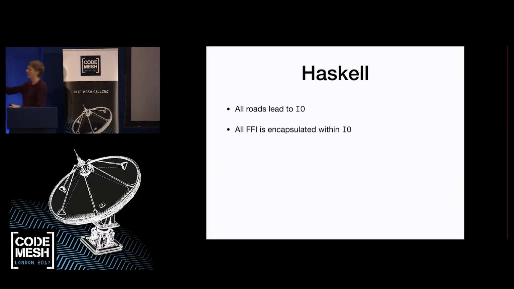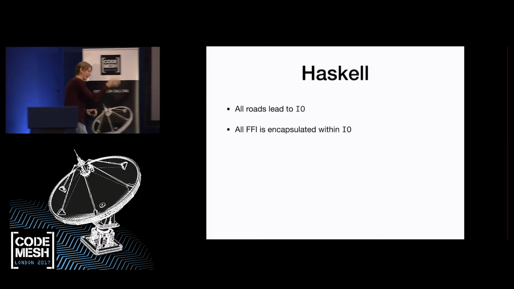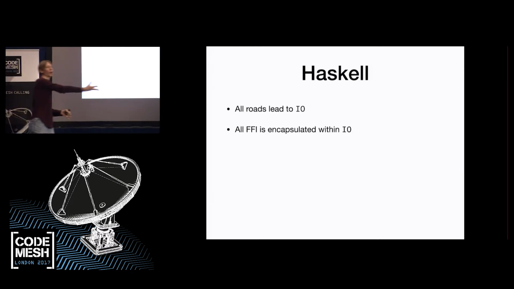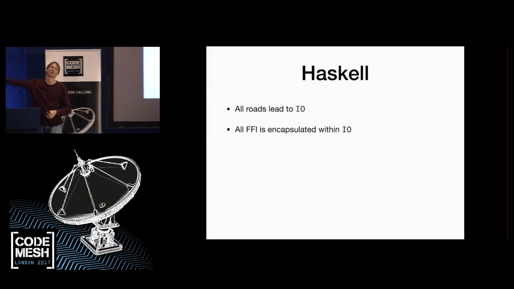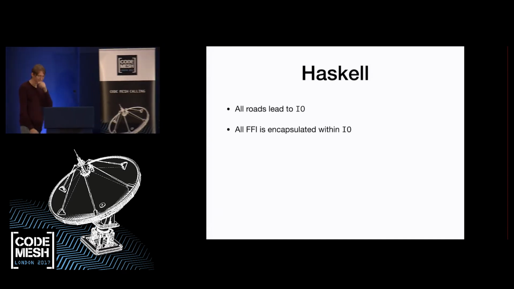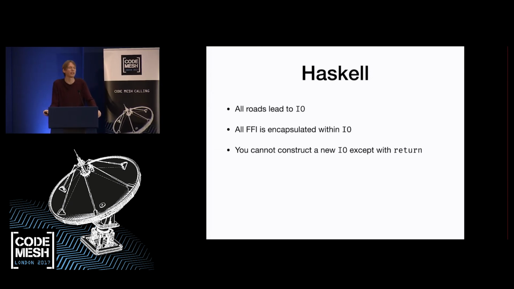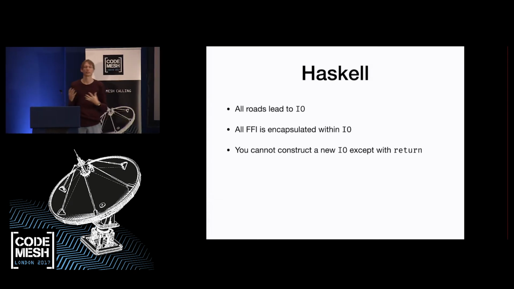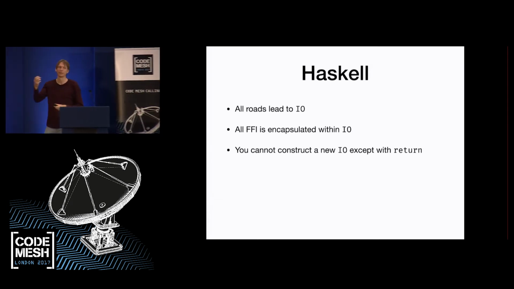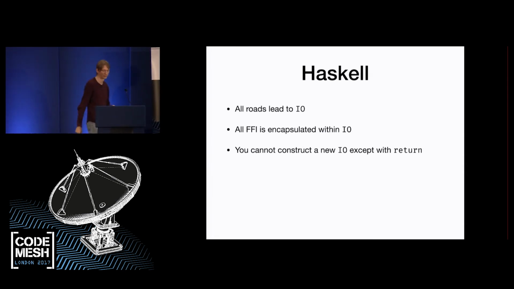And then conversely, the only place for effects to go is at the end of your program, you hand an IO to the Haskell runtime, and the Haskell runtime will evaluate that description. You cannot construct a new IO except using return. So this is just restating what I just said, right? Return takes a pure value and puts it into IO. That's the only way to construct an IO in Haskell unless the IO has been handed to you by a function like putStrLn.